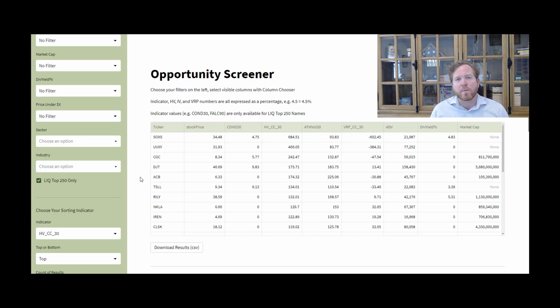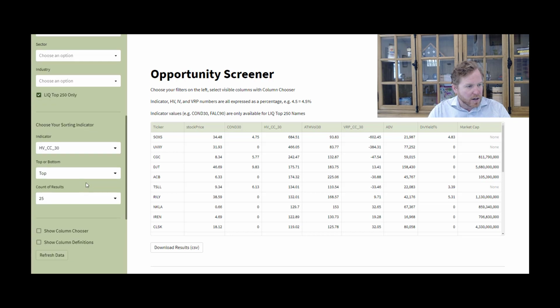When I'm in the building portfolio mode, I'm looking at overwrites, I'm looking at wheels, I'm looking at protective strategies. So if I'm coming to the market with that perspective, I've got my top 250 filter here, and then I want to choose some sorting indicators. That's the main axis of this report, what's going to be your sorting indicators. By that I mean your initial top level indicator that you're screening for.